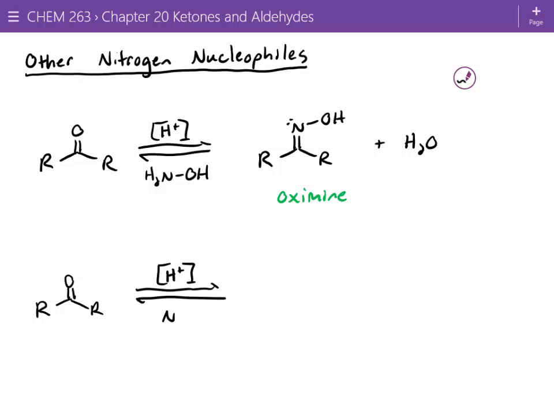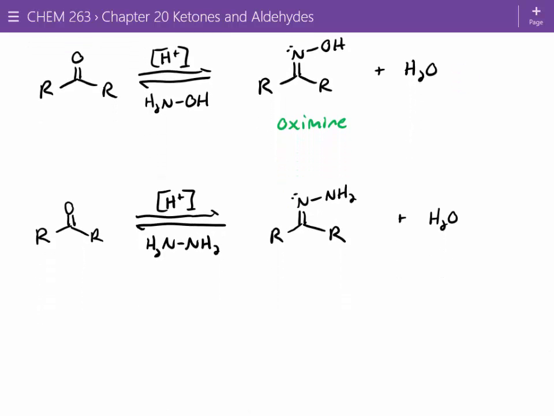The next one uses rocket fuel. This is hydrazine. Very, very flammable. Will this form an imine or an enamine? No? An imine, but again, it has a unique name. It's not an amine. It's called a hydrazone, and this is mostly due to it being reacted with hydrazine, so they call it hydrazone.